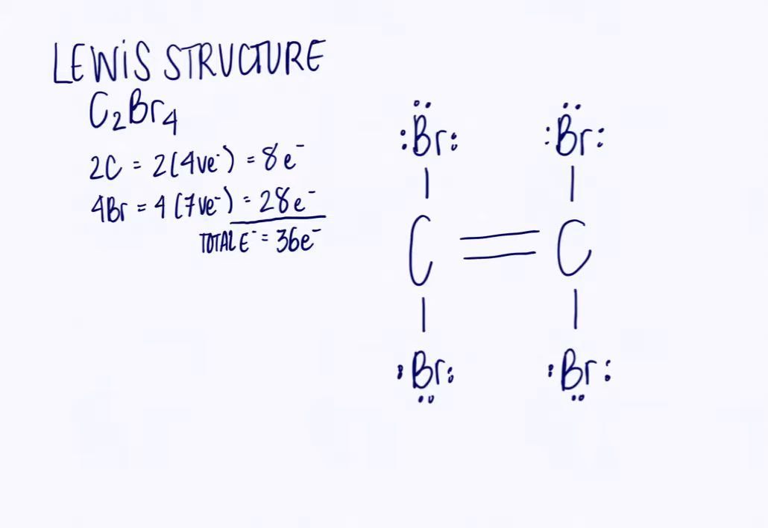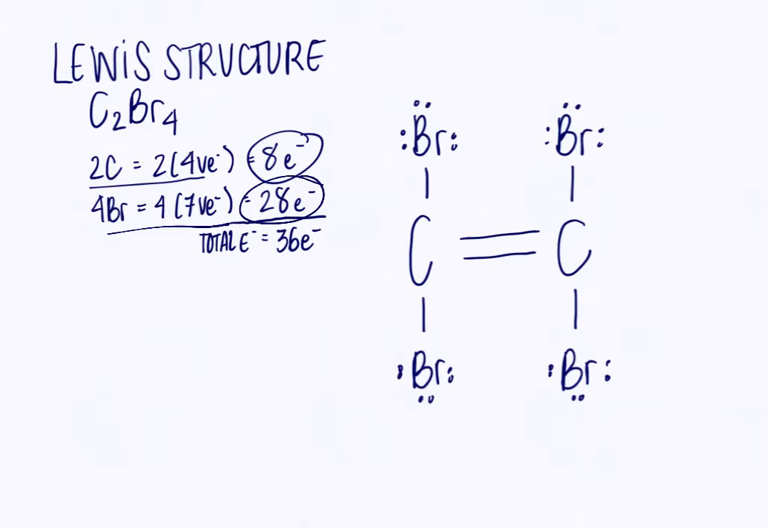To do this, we have to find the total electrons that should be in that structure. We know that carbon has 4 valence electrons, and there are 2 of them, so we have 8 electrons for both carbons. We also have to find bromine, and bromine has 7 valence electrons, and since there are 4, we have 28. So the total, by adding 28 electrons and 8 electrons, would be 36 electrons.